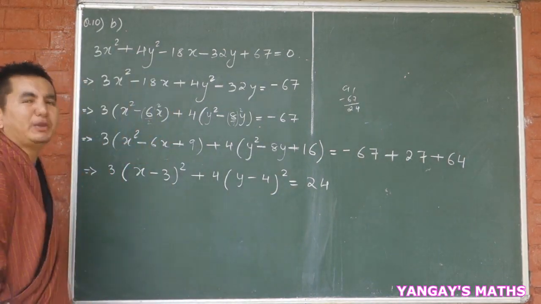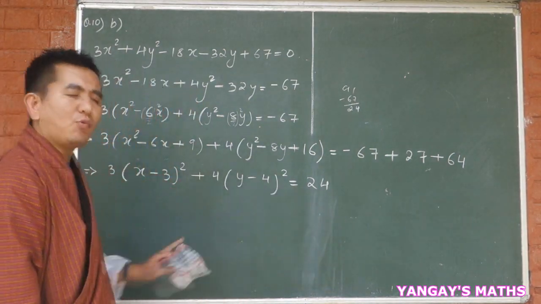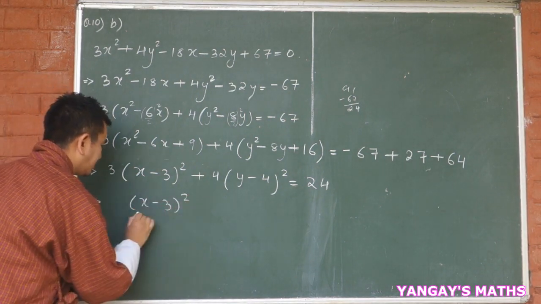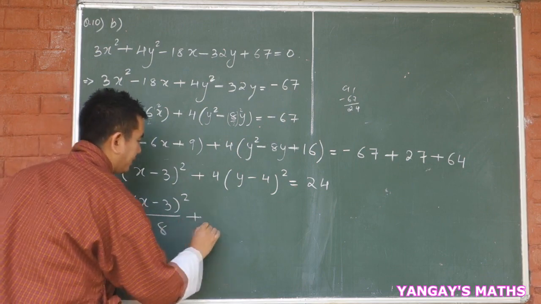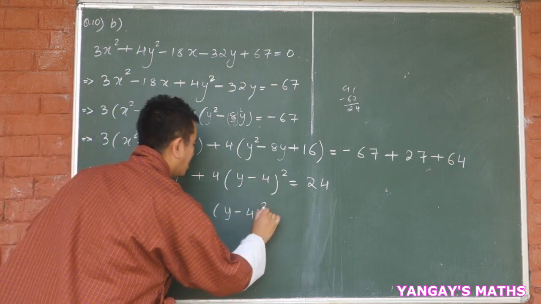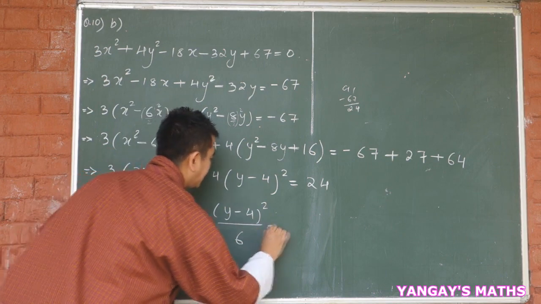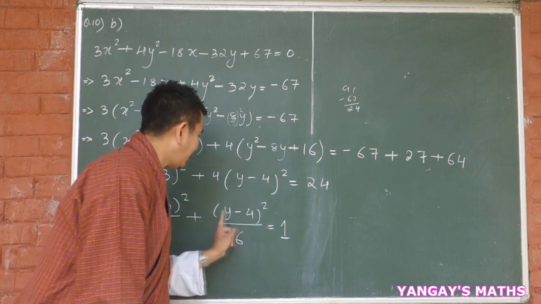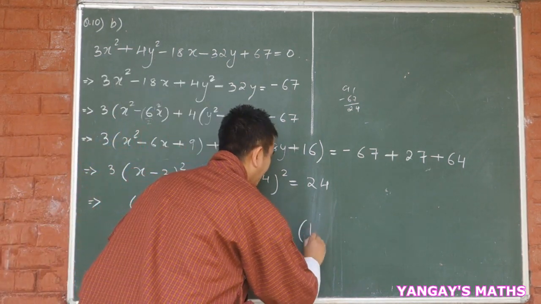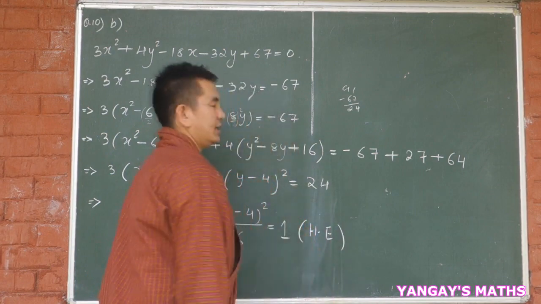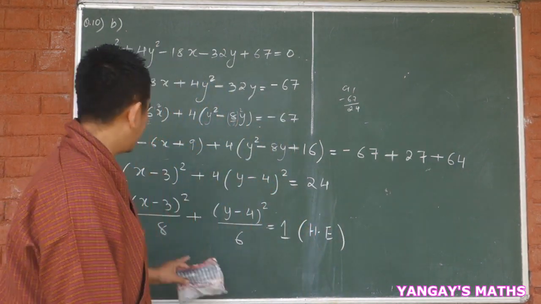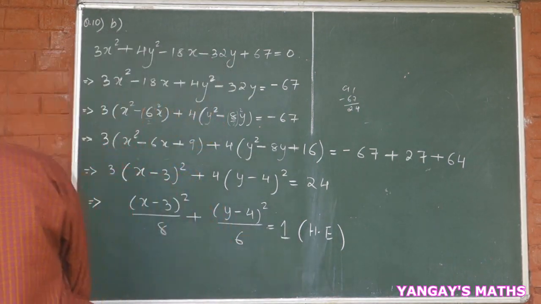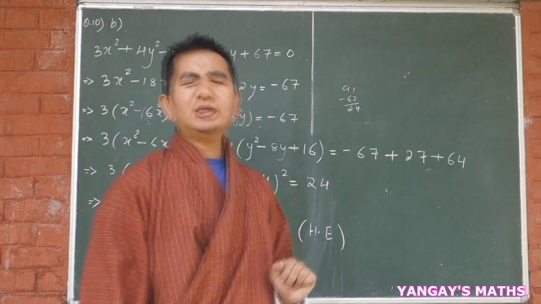Divide both sides by 24, because in standard form you need to have 1 here. We have x minus 3 whole square divided by 8 plus y minus 4 whole square divided by 6 is equivalent to 1. The major axis is along the x-axis, the minor axis is along the y-axis. Therefore, this becomes a horizontal ellipse. I hope you have understood this. Major axis along x-axis, minor axis along y-axis. It becomes a horizontal ellipse.